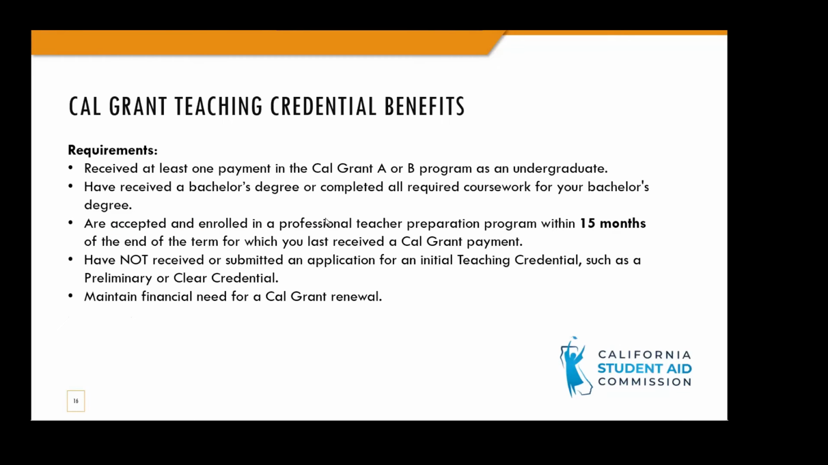And then just really quickly, again, just a summary of the requirements. You have to have received at least one payment in the Cal Grant program as an undergraduate. So this means that when you were a senior, you have to have at least gotten one payment to be able to request the 1-year extension. And you have to have completed your bachelor's degree or completed all required coursework for your bachelor's degree, are accepted and enrolled in a professional teacher preparation program within 15 months of the end of the term for which you last received the Cal Grant payment, have not received or submitted an application for an initial teaching credential, such as preliminary or clear credential. So that means you can't have received already a credential before. And then you have to maintain a financial need for a Cal Grant renewal.